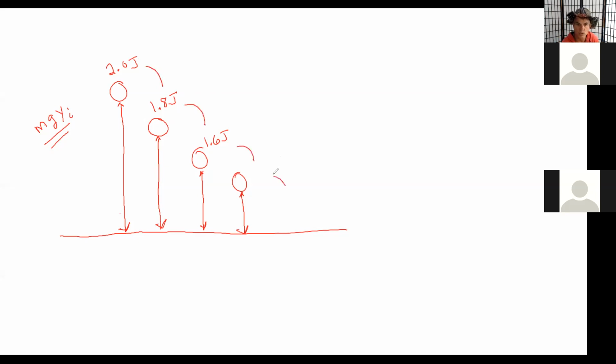Is it losing 0.2 joules every time? Or is it losing 10% of its energy on every bounce? Something like that. For that, you don't have a quantitative thing to compare it to, but you're looking at, is it losing the same fraction of its energy? Is it losing the same amount of its energy? Something like that. And then you could also look at different balls.